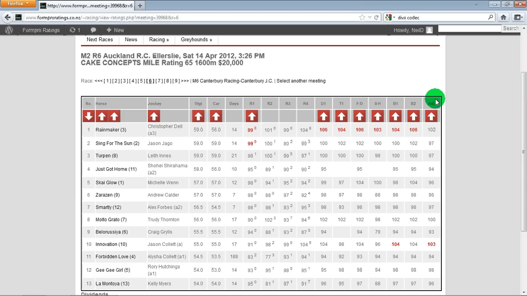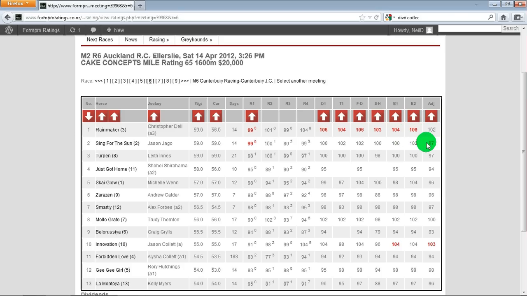the weight carried. For example, it's the weight carried over the lightest weighted horse in the race. So let's find the lightest weighted horse, 53 kgs, GG Girl, 53 kgs. So if we use number one, Rainmaker, his best rating out of his last four starts was 104. Now, if he was carrying 53 kgs, his adjusted rating would be 104, but because he is carrying 3 kgs over the lowest weighted horse, he gets penalised for that, depending on the distance of the race.